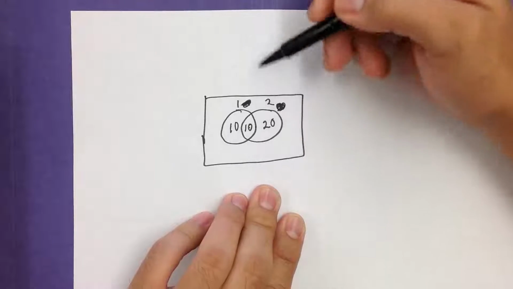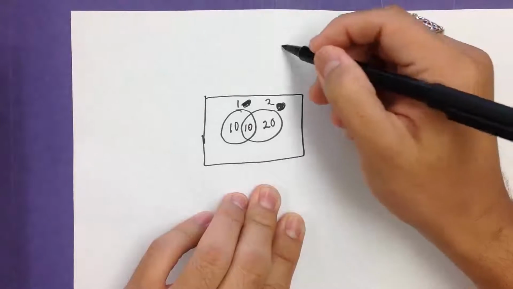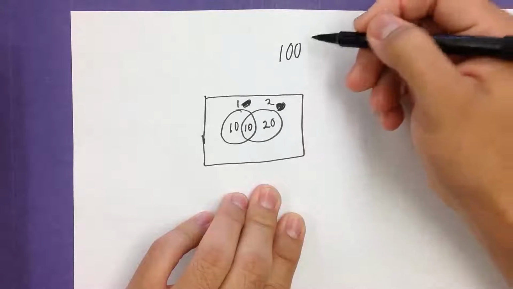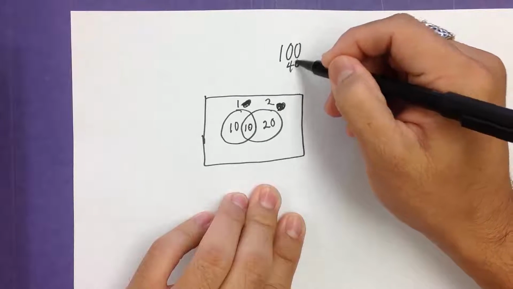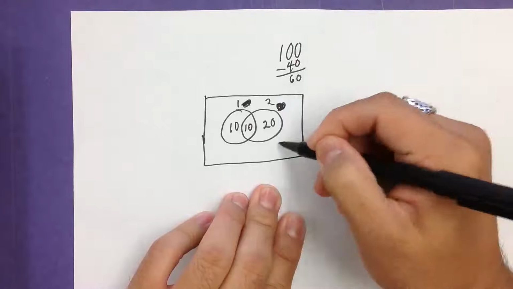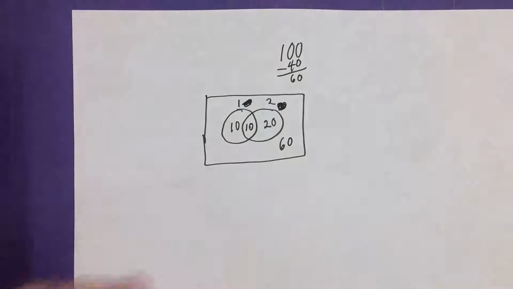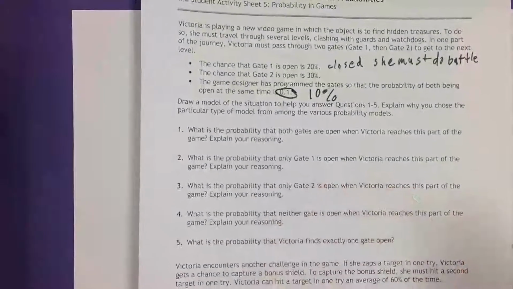Now, if we add this all together, that's 40. And we're getting this out of a total of 100, so 100 minus 40 would be 60. So 60% of the time, both gates are going to be closed, and you have to do battle with two different gate guards. So that's where the difficulty of the game is. So we run into a little bit of luck and something that'll have this happen. Now there's a couple of questions here. What is the probability that both gates are open when Victoria reaches this part of the game? Well, that's 10%.